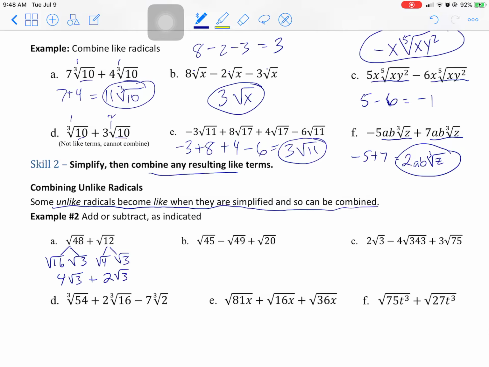So now here's my new problem with the same index and the same radicand. So this is going to be 6 square root of 3. Okay. So 45 is not a perfect square.